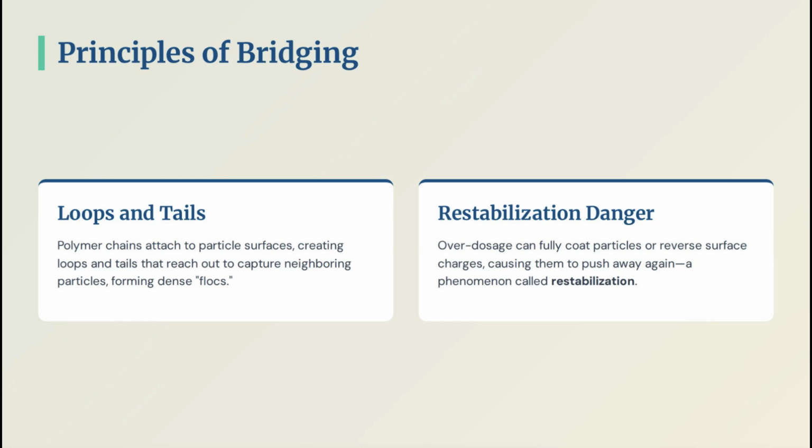If you add too much polymer, it can reverse the surface charge or completely coat the particles, preventing them from colliding. This disruptive phenomenon is known as restabilization. To make strong, flexible, shear-resistant flocs and avoid overdosage, engineers must meticulously select the optimal polymer architecture, charge density, and molecular weight.